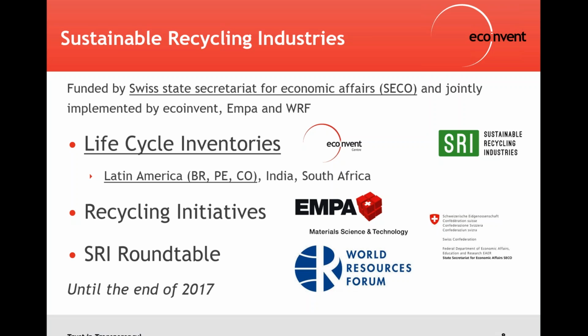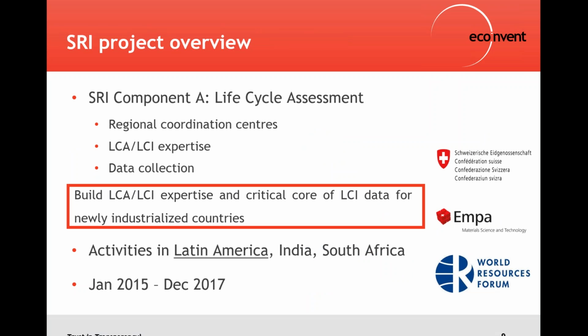We go a bit into the detail of the lifecycle inventories project, and I explain the different components and outcomes of the project, which will be finished by the end of 2017. The project has two general aims. First is to increase the existing capacity for doing LCA and generating lifecycle inventories for a number of focus regions, and also to generate and provide for free the lifecycle inventory data of a number of prominent sectors and industries in the regions. SRI is active in Latin America, India, and South Africa. In Latin America, we are focusing on Brazil, Peru, and Colombia.